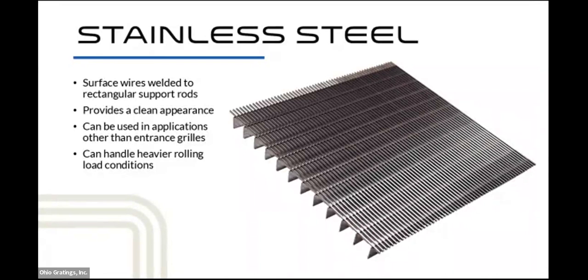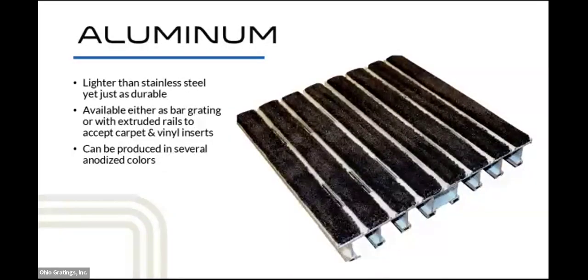Some are mechanically fastened. There are different ways to fasten the surface wires to the support rods or bearing bars underneath this, but this product provides a really clean product appearance. It can be used in applications other than entrance grills as well, but this can handle heavier rolling loads in entrance systems that require that.